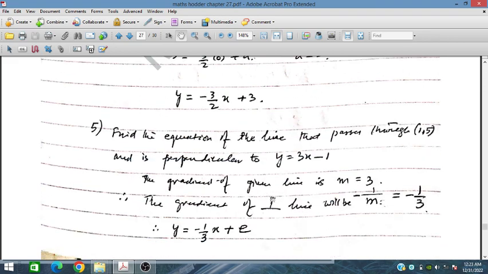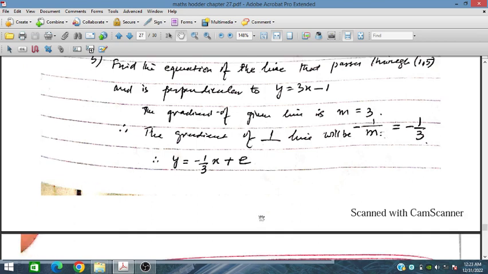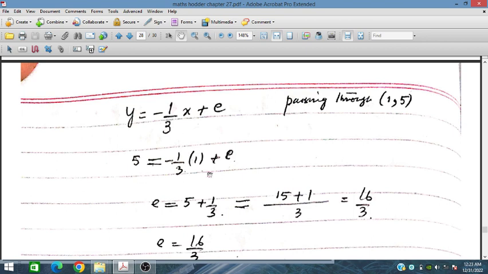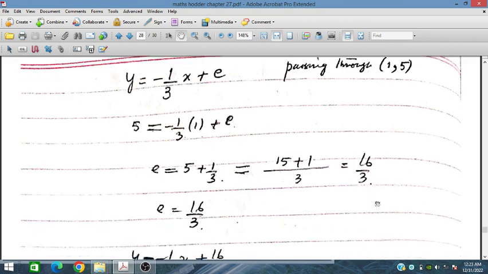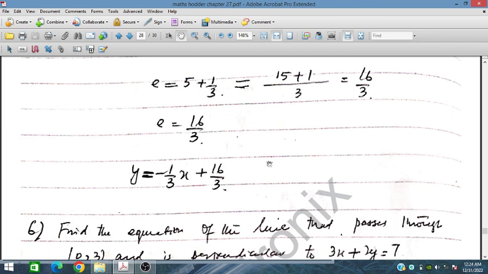And part: find the equation of the line that passes through (1, 5) and is perpendicular to the line. This slope is 3, so the perpendicular slope is minus 1 upon 3. So this is y equals minus 1 upon 3 x plus c, and it passes through (1, 5). So we write 1 and 5, and we obtain c equal to 16 upon 3. So this is the required equation.